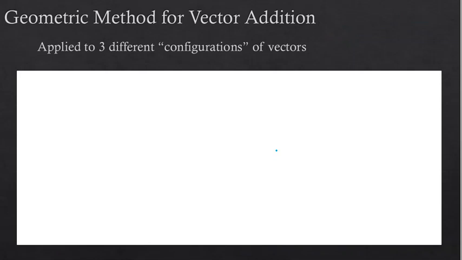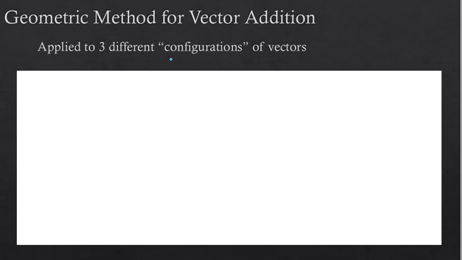Remember, the first one was called the graphical method because we were just making this graphic visual model of it. That's why it's called graphical, because it's a graphic. This is the geometric method for vector addition. Essentially, we're going to be using geometry to figure out what the magnitude and direction of these vectors are.